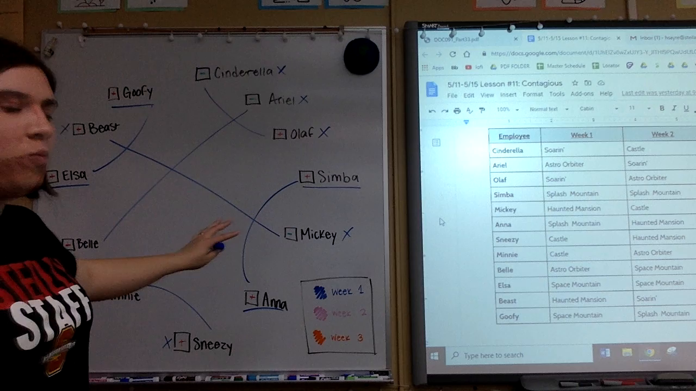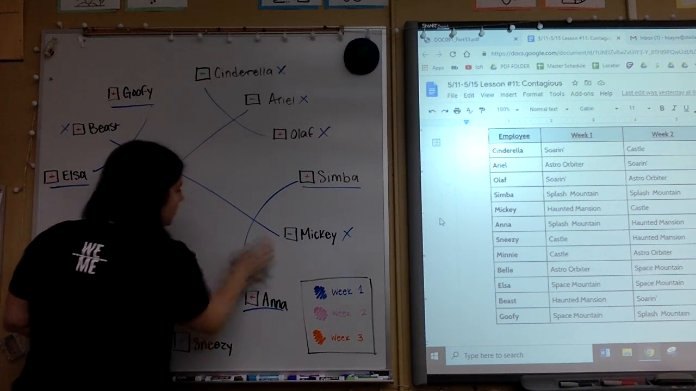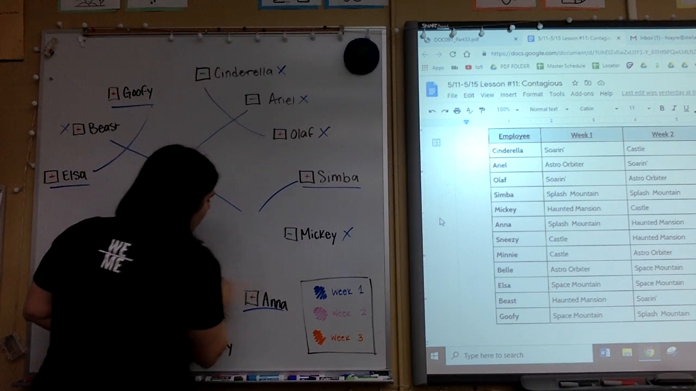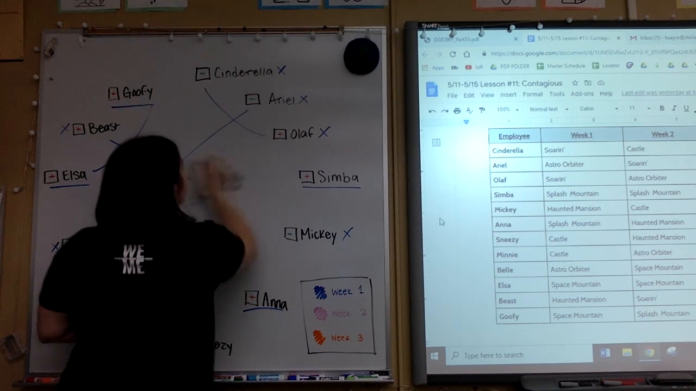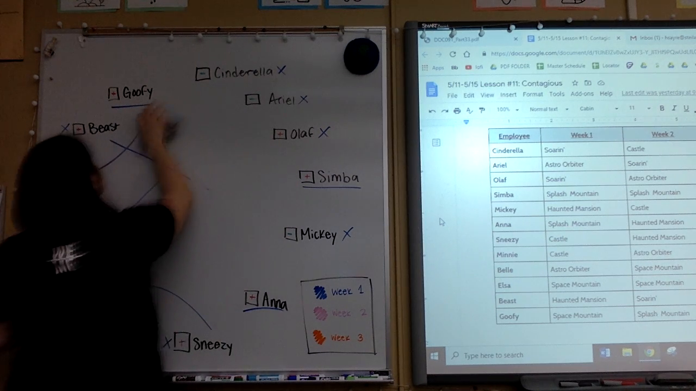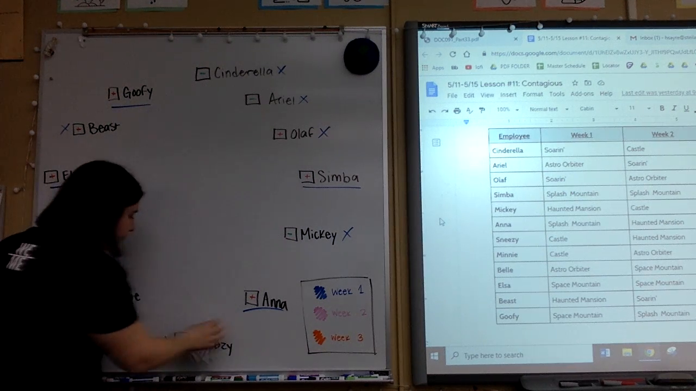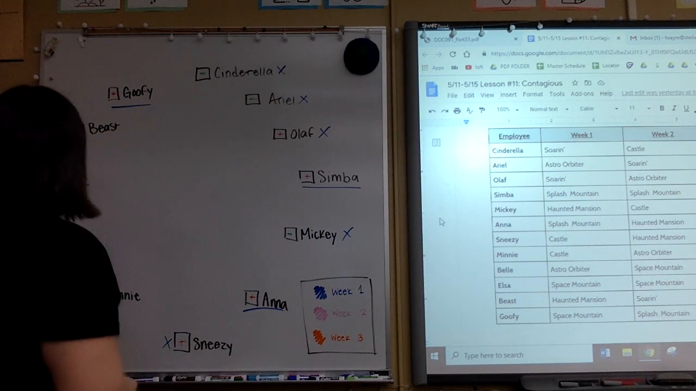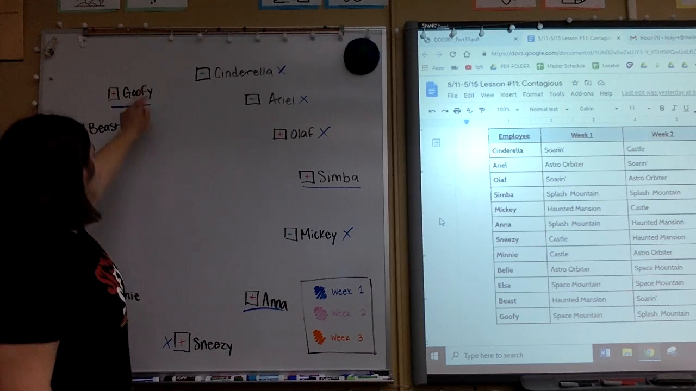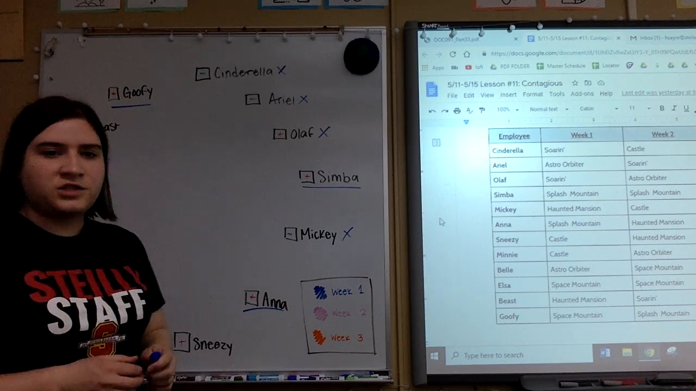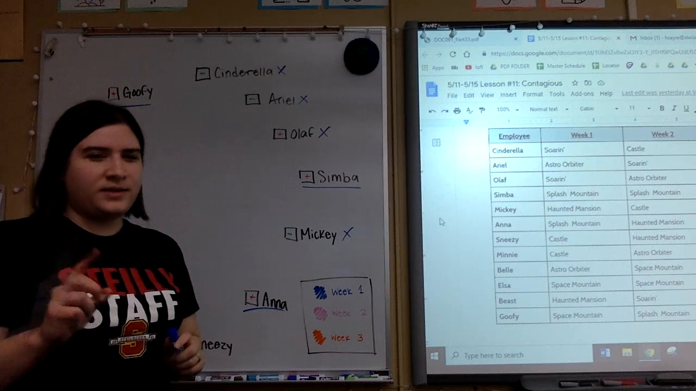So I'm going to erase our week 1 lines right now so we can just trace down one person's schedule for the week. I'm going to leave my X's and underlines to show who my suspects are. Okay, so let's follow Goofy and see if he could be patient 0. I'm not going to go through all of them, but I'll go through one to show you how you can rule it out.